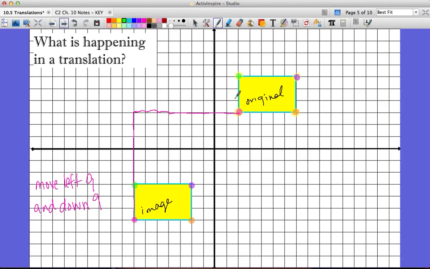So for green to green, it should take me 9, 1, 2, 3, 4, 5, 6, 7, 8, 9, and then 9 down, 1, 2, 3, 4, 5, 6, 7, 8, 9. And you can check to see that all of these have moved 9 to the left and 9 down. The size of the shape didn't change, the shape itself didn't change, just its placement on the coordinate plane changed.